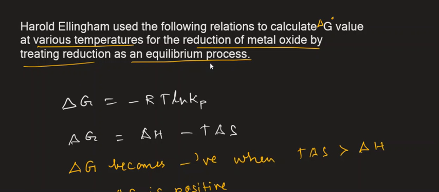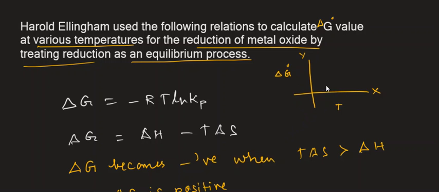So he had this assumption, that the metal oxide formation or the reduction is an equilibrium process. So that was his first assumption. And based on that, he plotted a graph, where he put the temperature in Kelvin on the x-axis, and on the y-axis he put the delta G value, delta G naught at standard state.